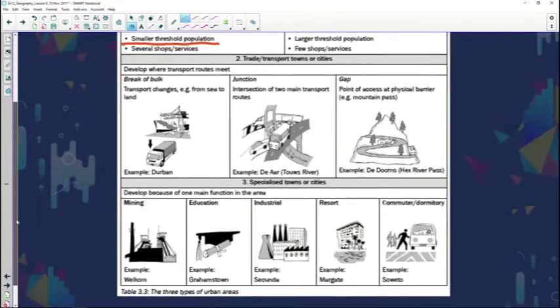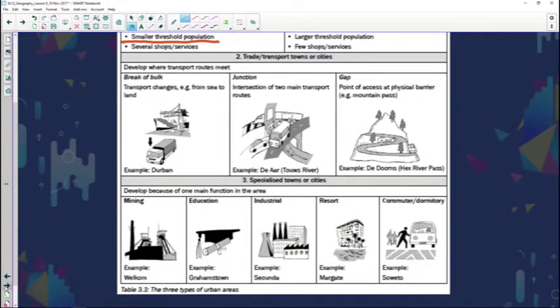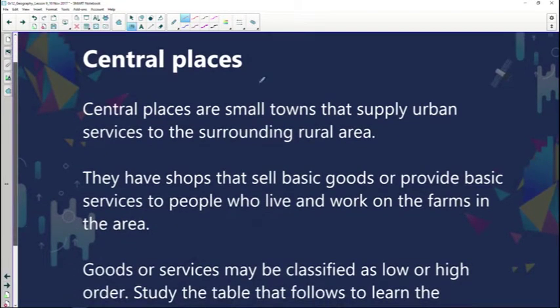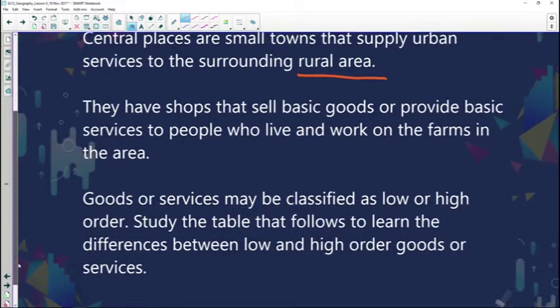Now, as you can see, you will only find a few shops or services that can provide the service to you. The trade in transport towns, I will come back to in a couple of seconds. I'll come back to the slide in a minute. Now, like I've mentioned, the central place town provides goods and services to the surrounding rural areas, for instance, the farming land.